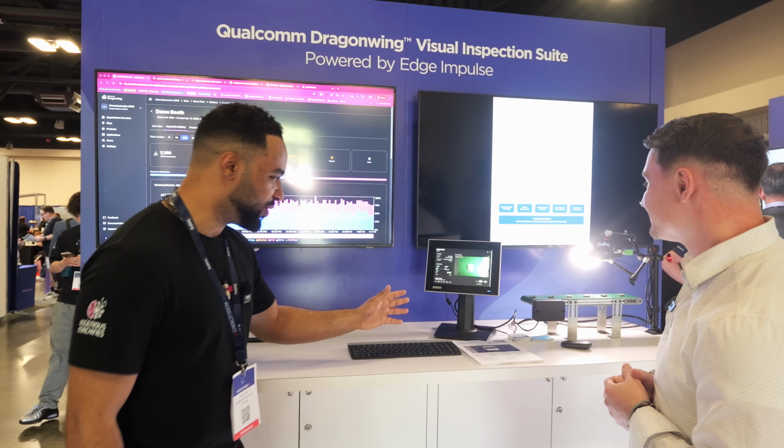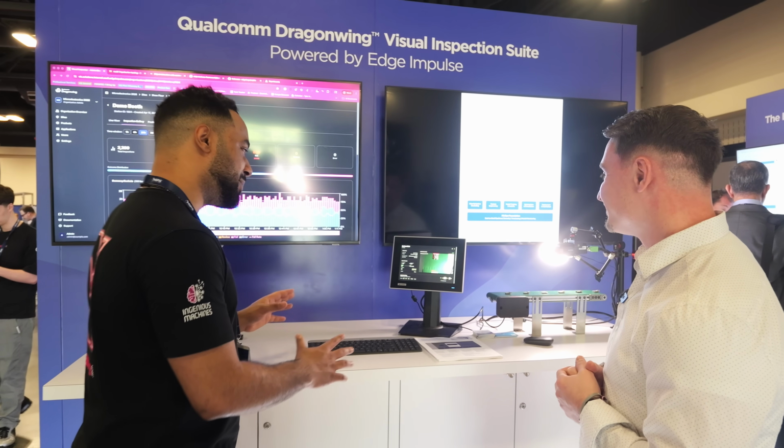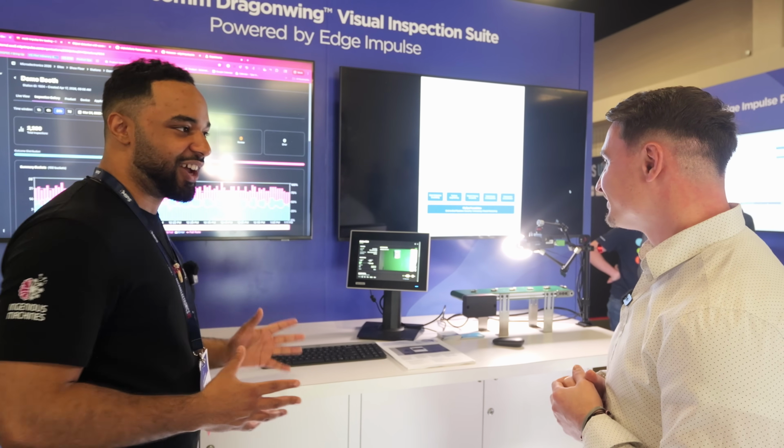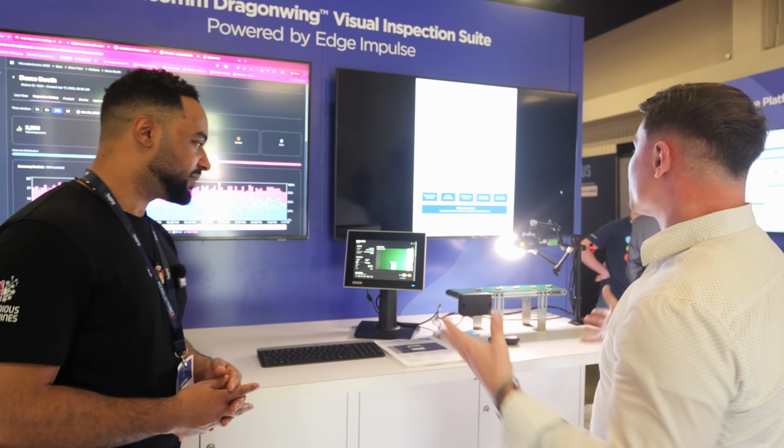You do have this demo running here. Can you tell me a little bit about what it's doing? I know it's quality control visual inspection, but can you break it down for me a little bit? Sure, there's a few different system components.